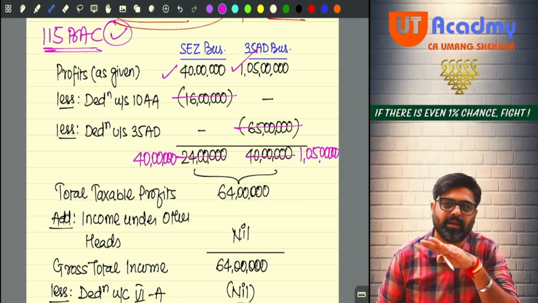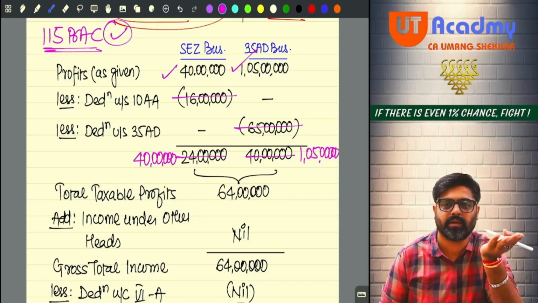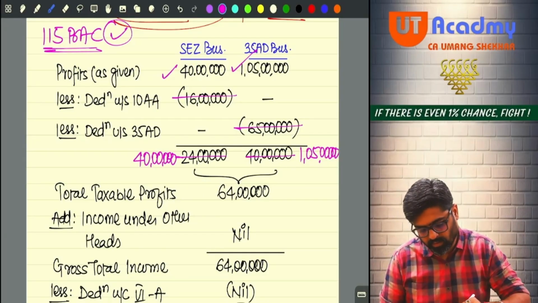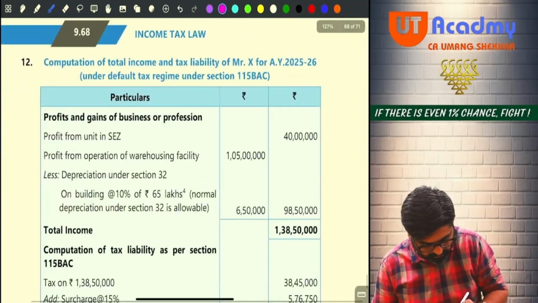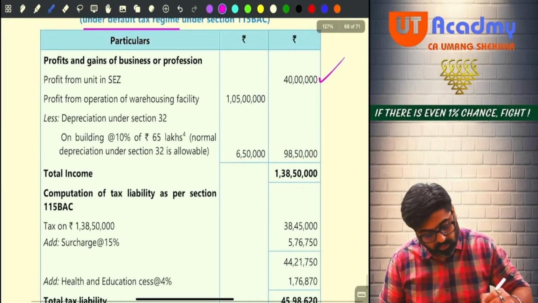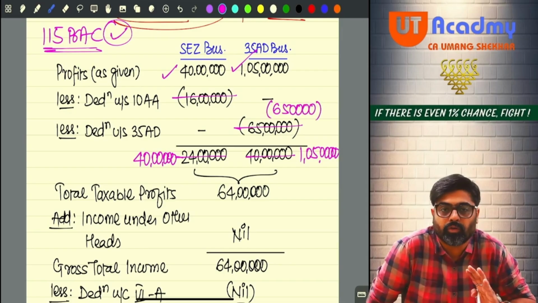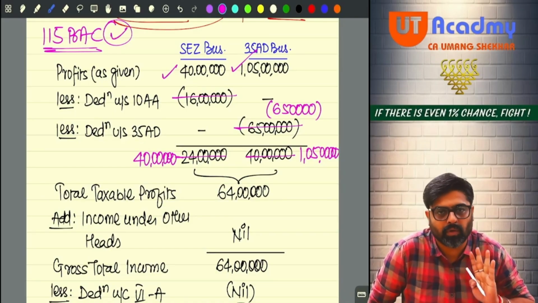I'm not going to get any deduction under 35D. I'm not going to get any deduction under 10AA. So my profit in that case will be 40 and 1 crore 5 lakhs. Please check. If I pay tax under default tax regime, so 40 and 1 crore 5, but I will get 6,50,000 depreciation. Depreciation is not denied, no? So you cannot take 35 deduction, but still you can take normal depreciation on that amount.